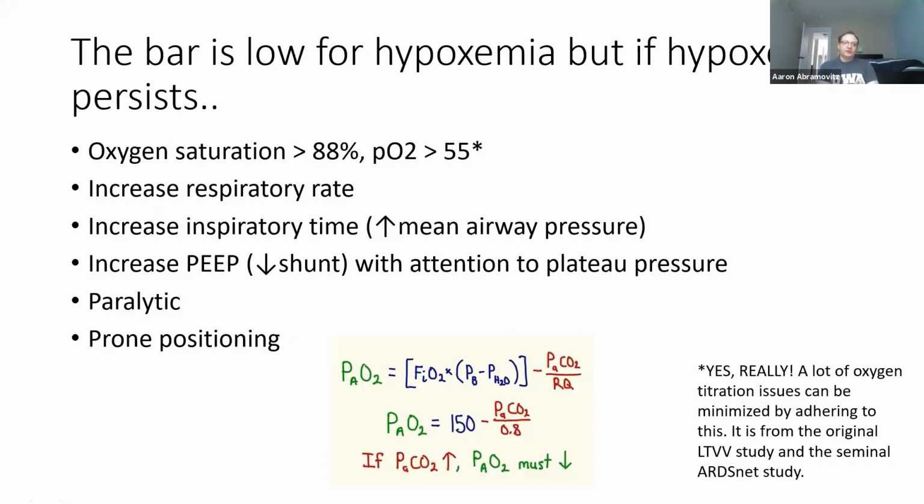So the bar is low for hypoxemia, and you'll see a million different opinions from a million different attendings and respiratory therapists about where we need to set our oxygen goals. But if you want to go by what the book says, which I do because the book is smarter than we are, oxygen sat greater than 88 and PO2 greater than 55 is okay.